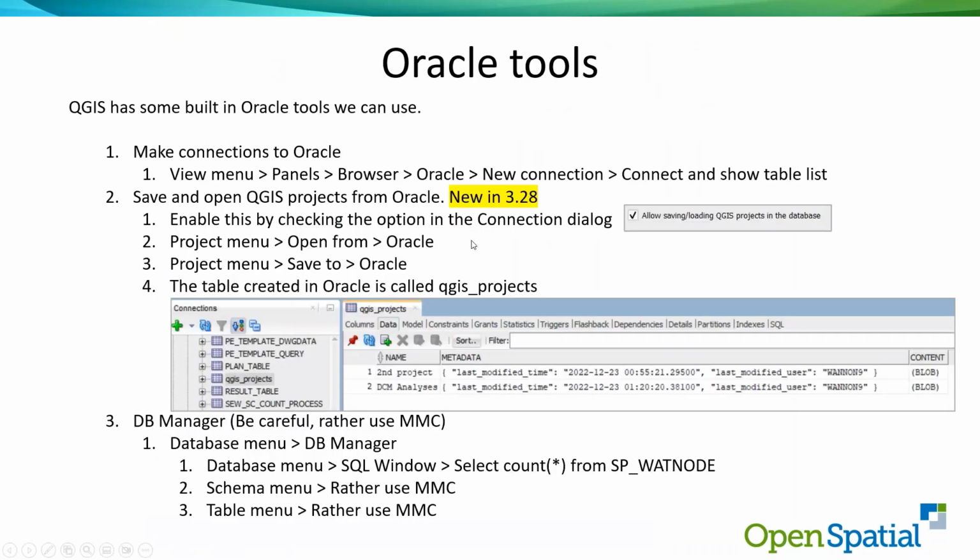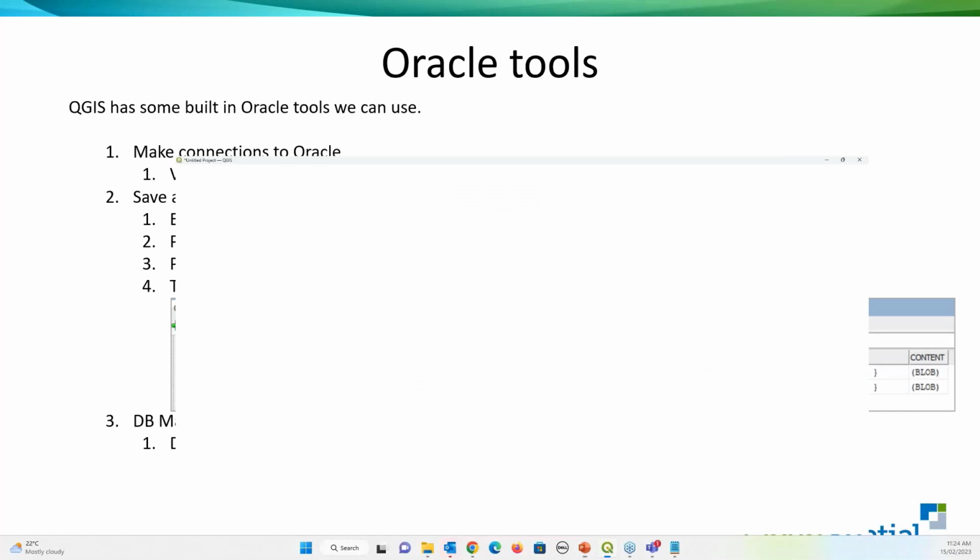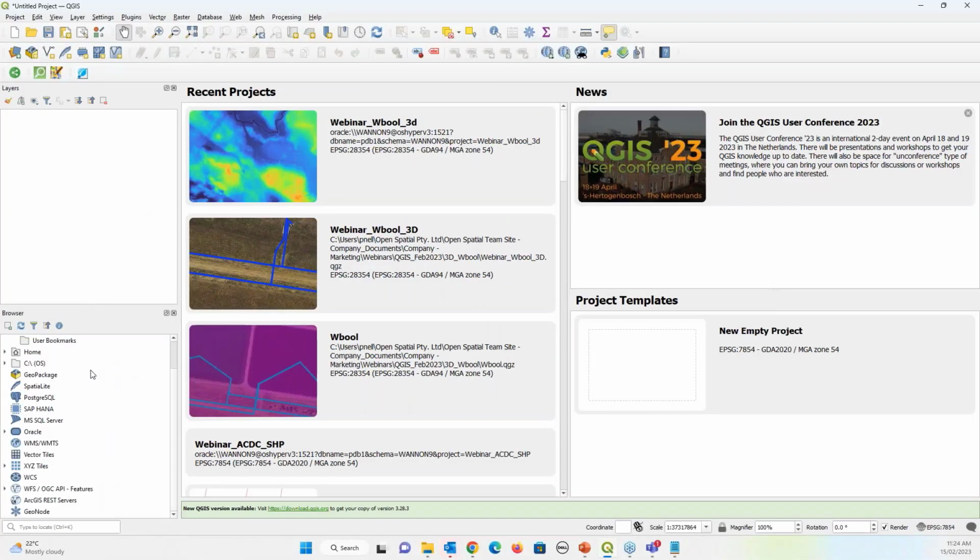All right, now we're going a little bit closer to the product itself. So what we're going to do is quickly have a look at the specific tools that QGIS has in terms of Oracle, how to connect to Oracle, how to manage projects, and also a little bit of the DB Manager. So I'll just quickly swap to my QGIS, which I thought I had open. Yes, I do. So there's the QGIS, and down here are the three things that I want to show you.